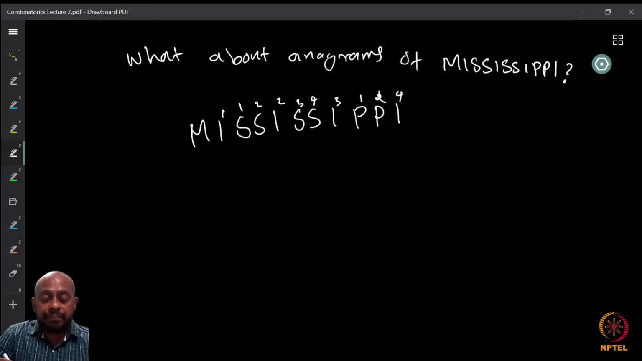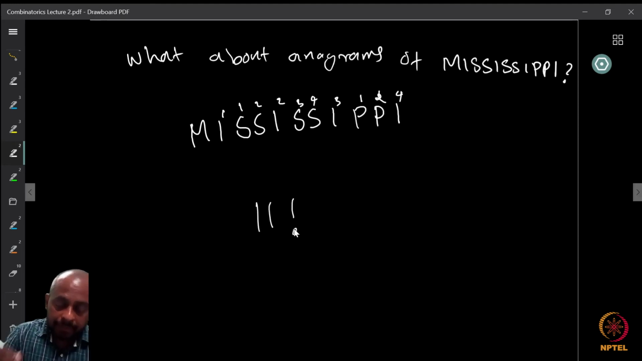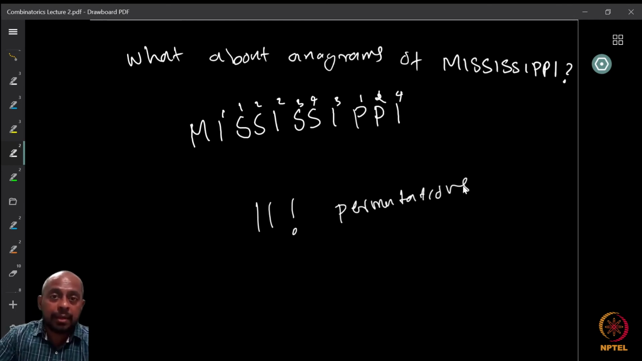And then I take these distinct letters now, and I take all possible permutations of them. I get words, right? So 1, 2, 3, 4, 5, 6, 7, 8, 9, 10, 11 letters are there. So therefore 11 factorial permutations are there. Then I observe that whatever the permutation is, the I's are occurring 4 times, but they were all 4 different I's because I put labels.